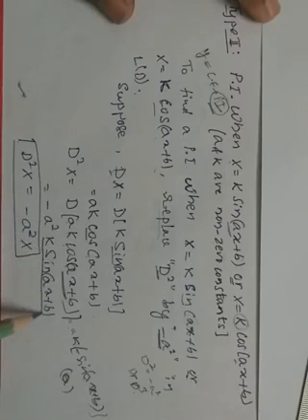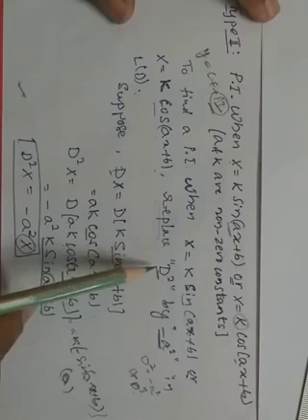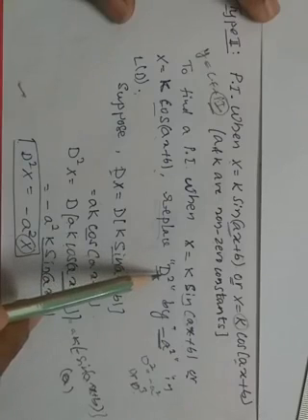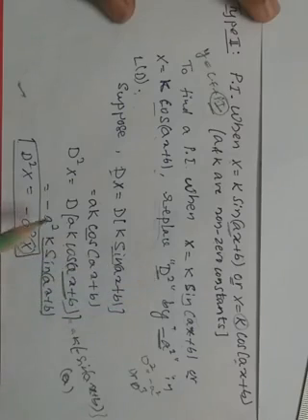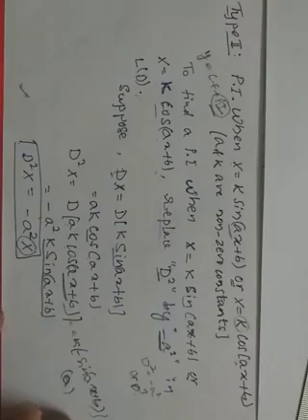But what is this k sin(ax + b)? It is nothing but your X. So we got D square X is equal to minus a square into X. If you compare the two sides, in place of D square you have minus a square. So whenever we find the PI in the case where X is a trigonometric function, we have to replace D square by minus a square.